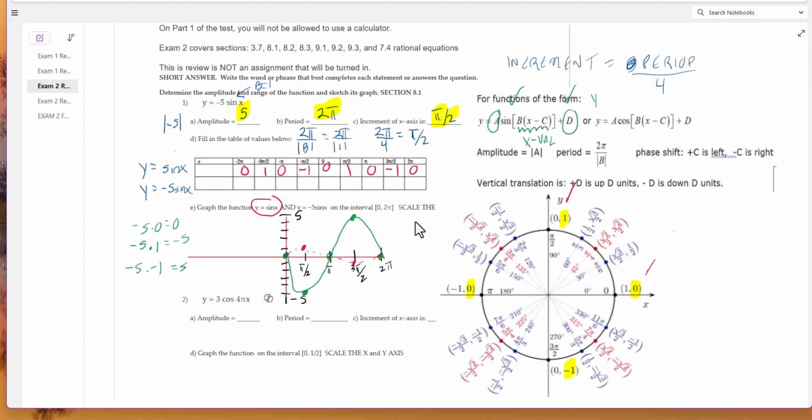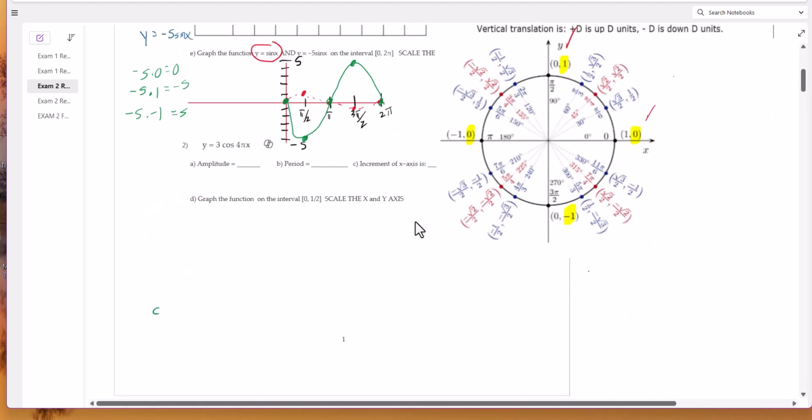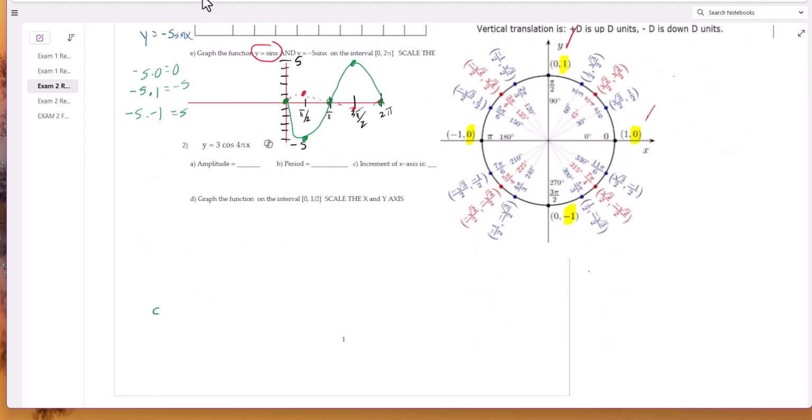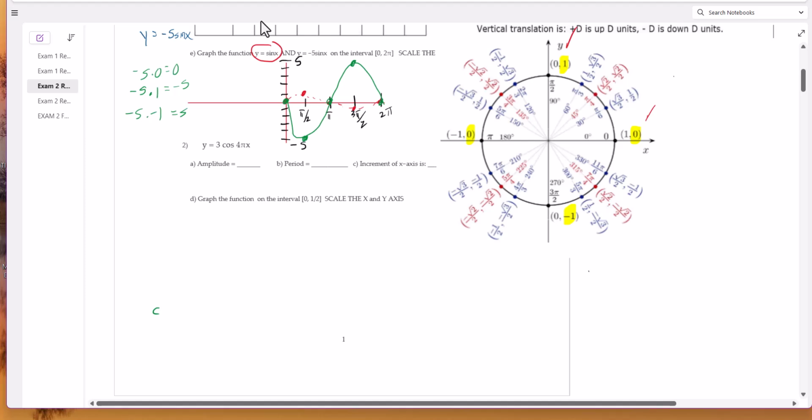So it's a little bit more complicated, not much though. Okay, so the thing that we want to start with is look at the amplitude on here. So again, the amplitude is always that number A that's in front of your trig function. So the absolute value of 3 is 3. Just make sure that your amplitude is always positive.